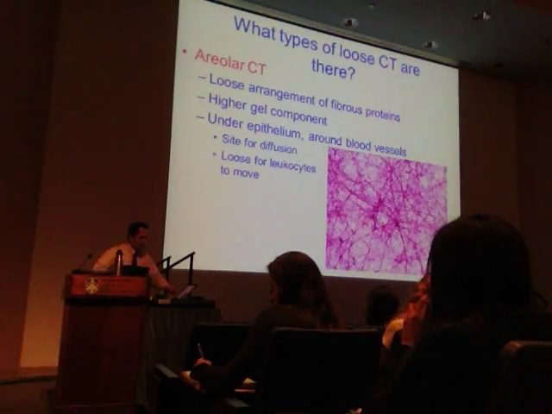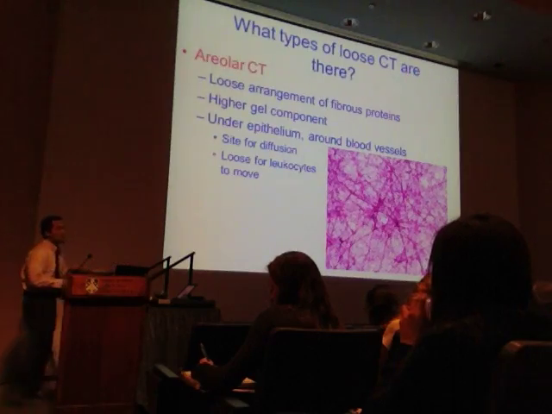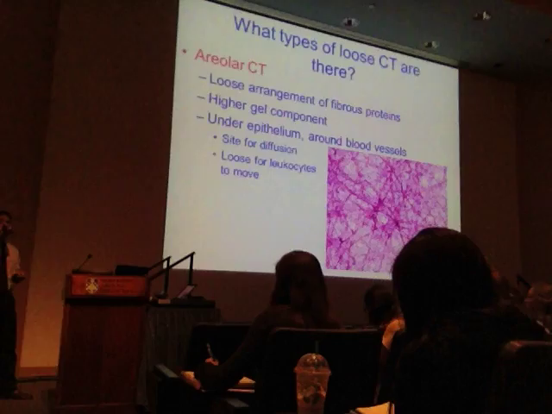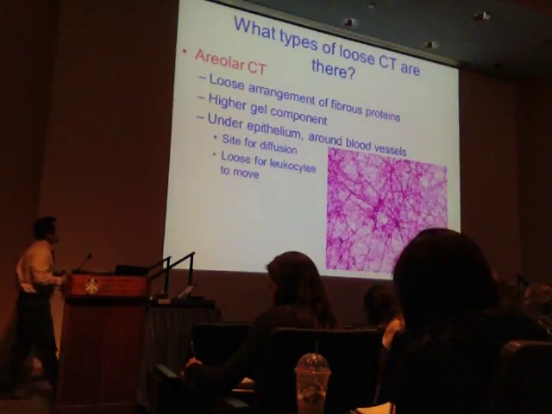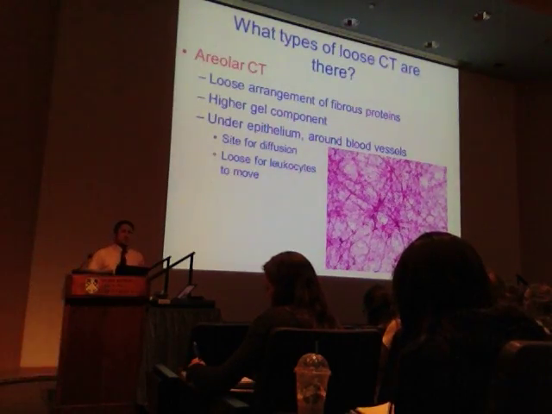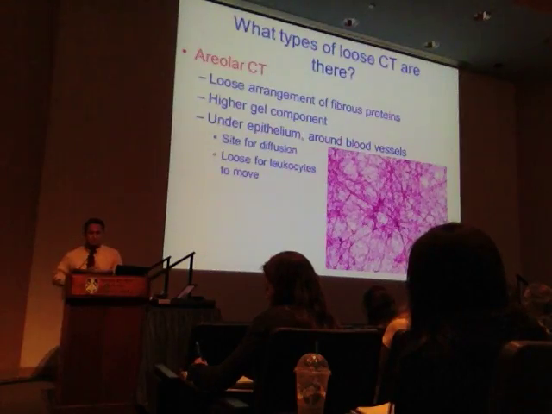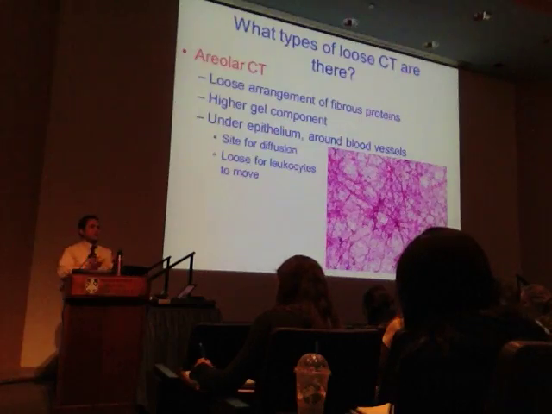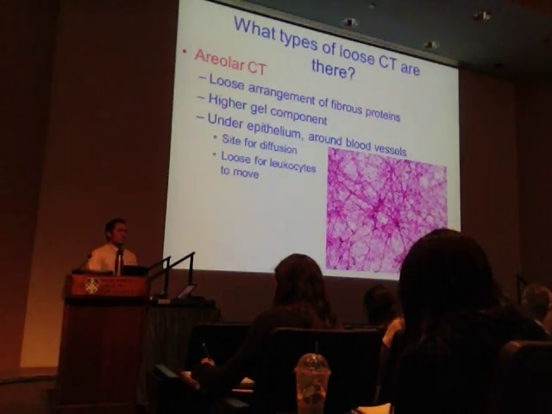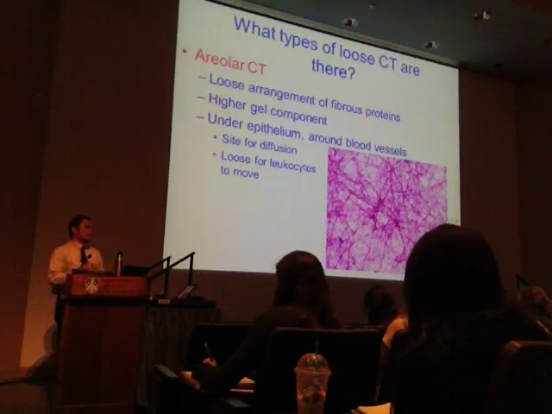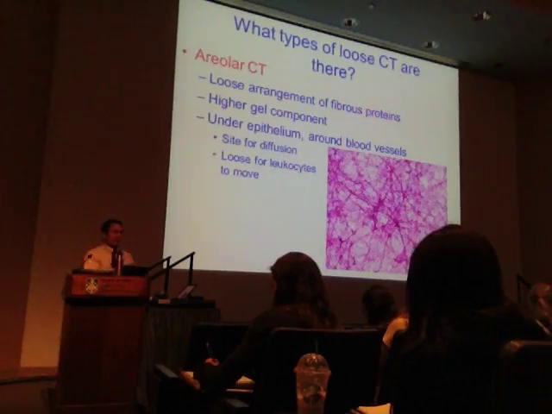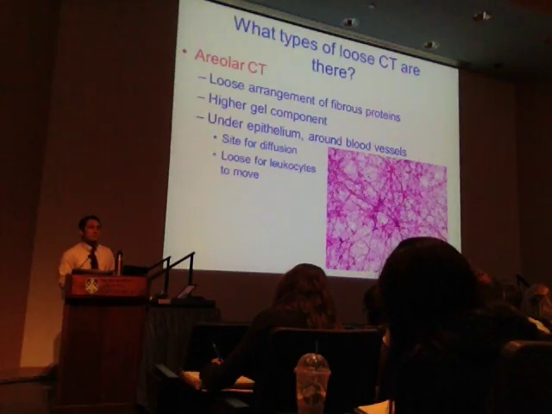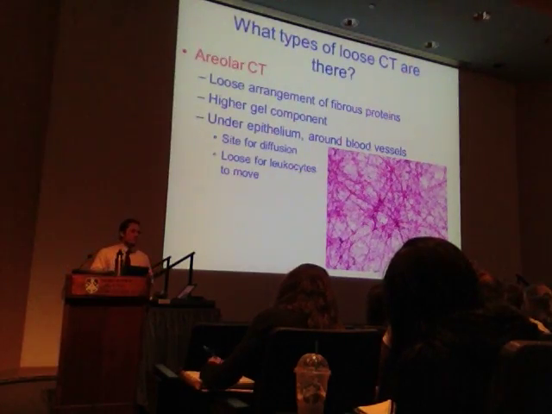We find these primarily under the epithelial layer. We see them around blood vessels. And it's a nice site for diffusion because it's a nice open framework. It allows for white blood cells, or leukocytes, to migrate out of the vasculature and into the surrounding tissue. So areolar connective tissue binds stuff together. You find it underneath the top layer of the skin. You find it around blood vessels.